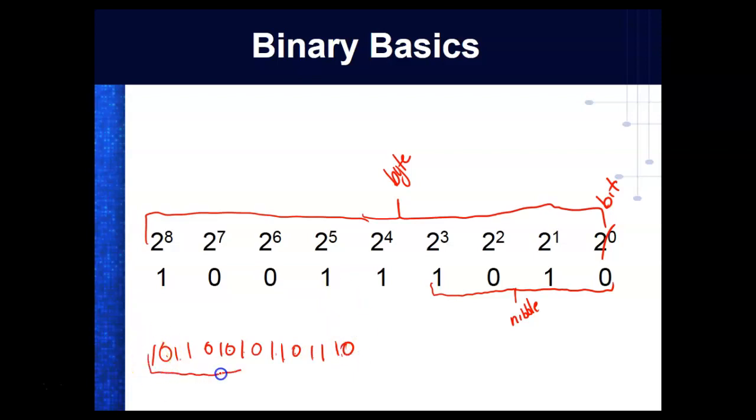1, 2, 3, 4, 5, 6, 7, 8, 9, 10, 11, 12, 13, 14, 15, 16. We call groups of 16 a word. A group of 32, in computers, we refer to as a double word. In PLCs, for some reason, they picked up the term long word.